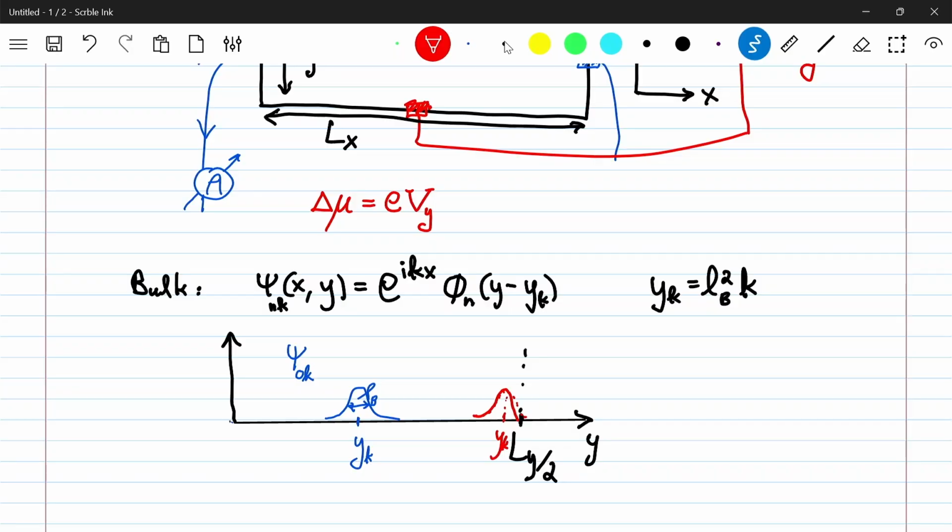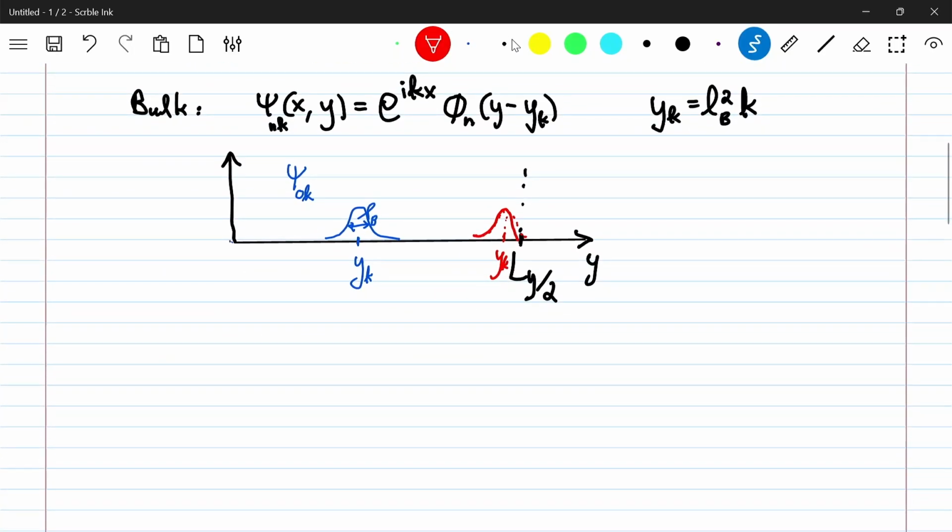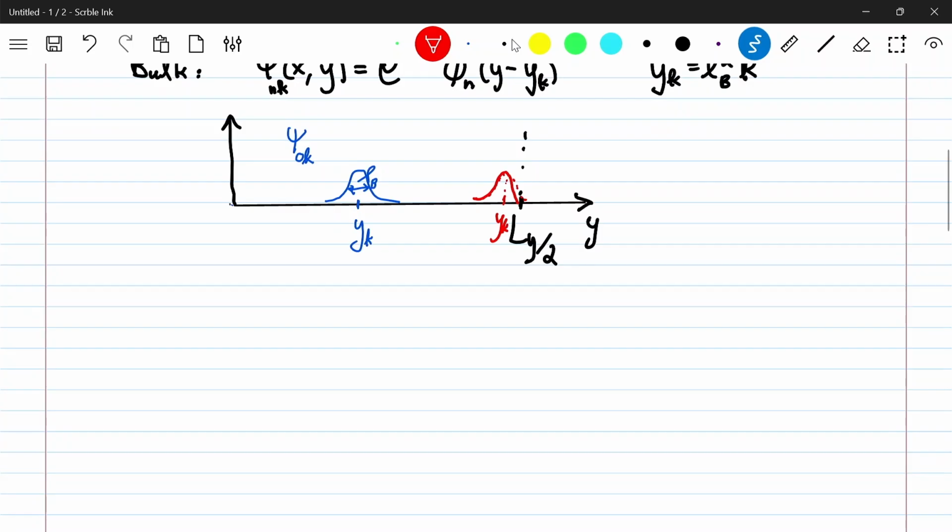So if now I'm plotting the modified spectrum for a finite system, sorry, I want to put it in the middle.